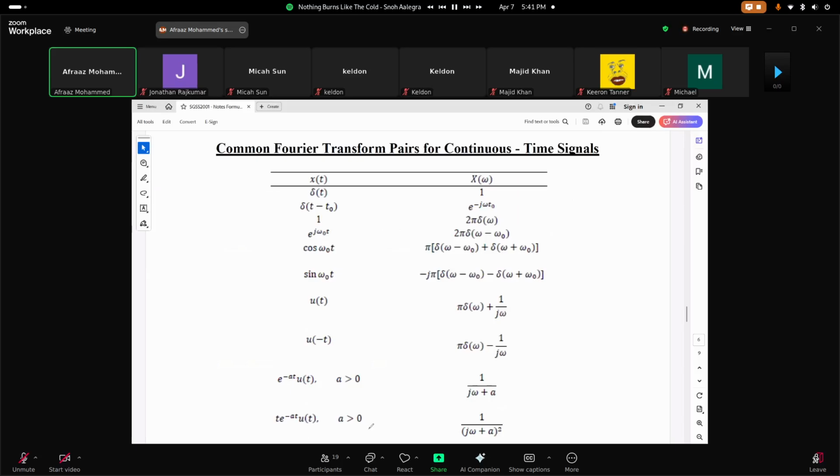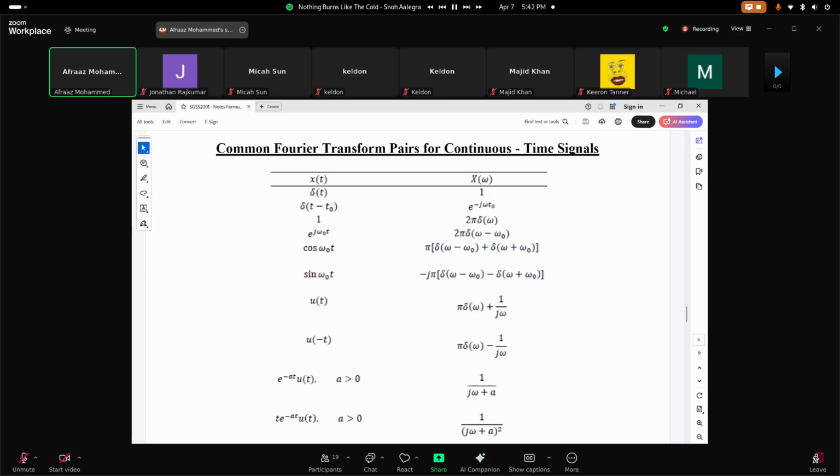And this one in particular is the one for this. So remember, it was 6e to the minus 2t u of t. So this is the one here that closely goes to that, and the pair for that is 1 over (j omega plus a). In this case, a is equal to 2. So let us go back.